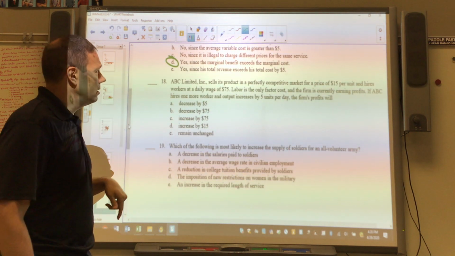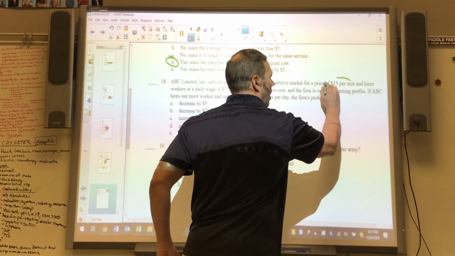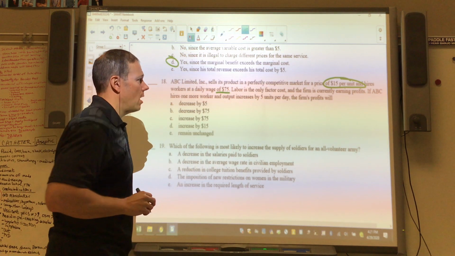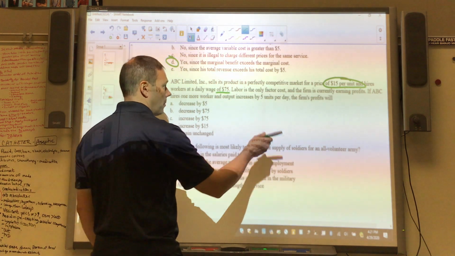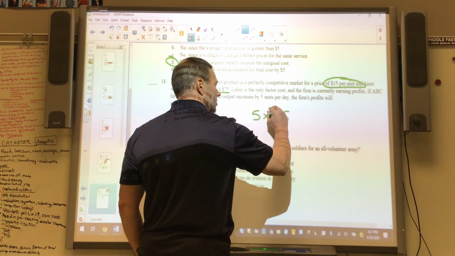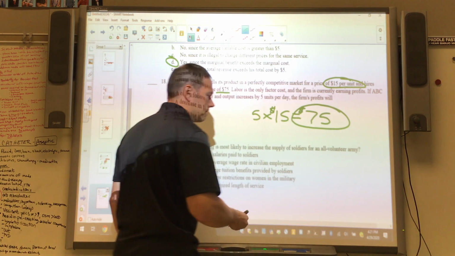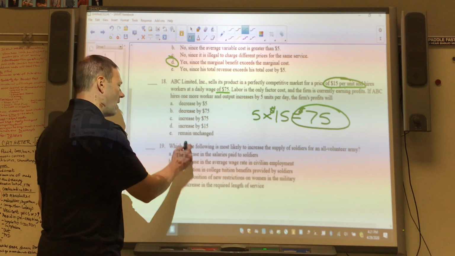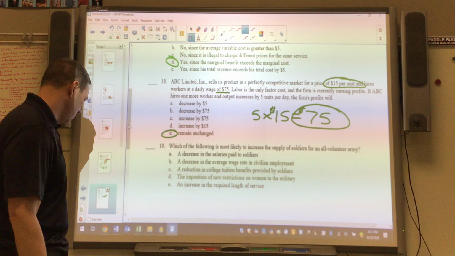All right, number 18, you've got ABC Limited selling the product in a perfectly competitive market. The price of the product is $15 per unit. Workers cost $75 each. If they hire a worker who adds 5 units, well, what's our MRP? MRP is the number of units, 5, times the price of the product, which is 15. So the MRP of that last worker is $75. That's how much the worker brings in. Now, if the worker brings in $75 and the worker costs you $75, guess what? You don't make or lose money off that person. Your profits remain unchanged. There's no change one way or the other.